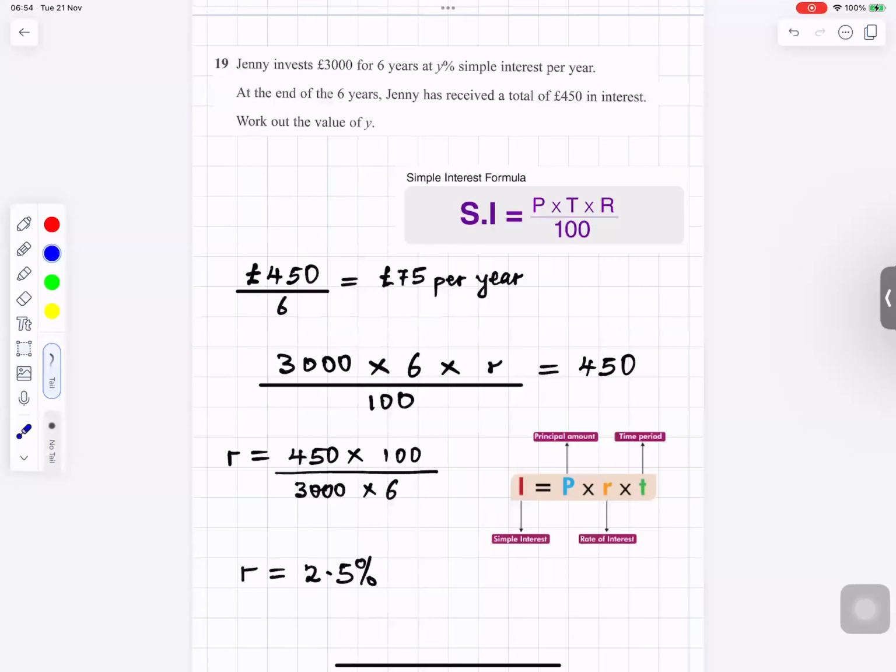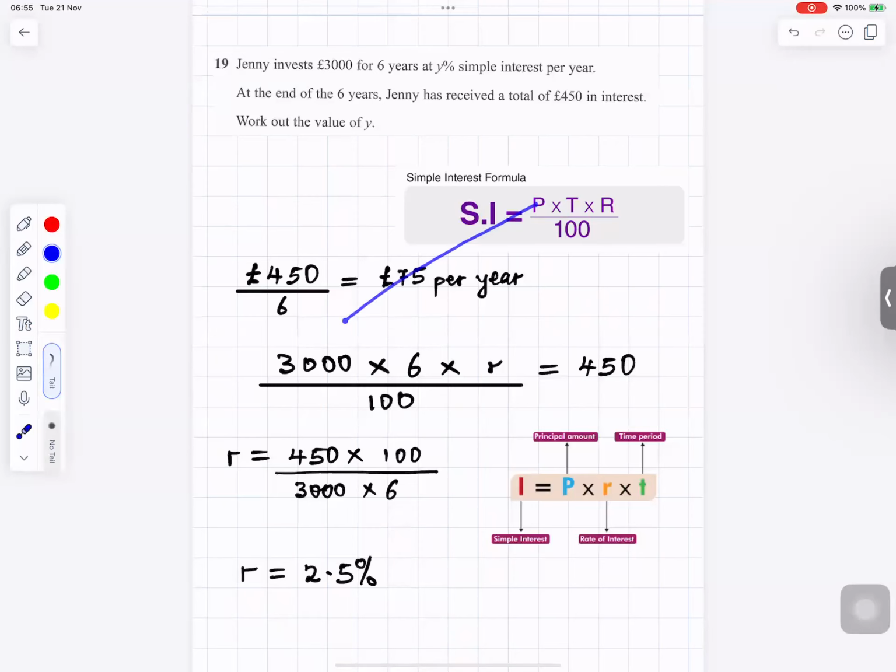Question 19. Jenny invests £3,000, 6 years at Y% simple interest per year. At the end of 6 years, Jenny has received a total of £450 in interest. Work out the value of Y. So we have for each year, because interest is the same for each year, £450 divided by 6. You get £75. But let's look at it this way using the simple interest formula.